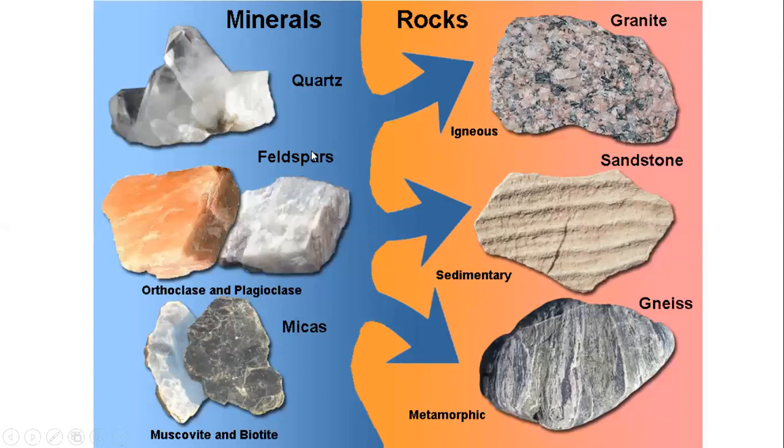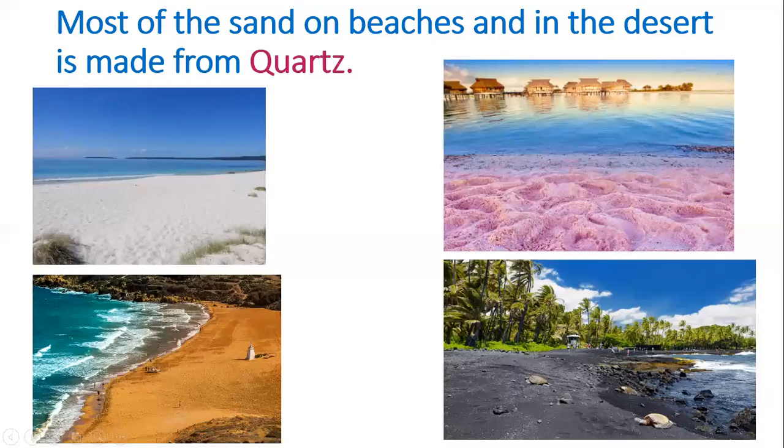And here we have different types of minerals, like quartz, feldspar, mica. And here you can see different types of rocks. Most of the sand on beaches and in the desert is made from quartz.